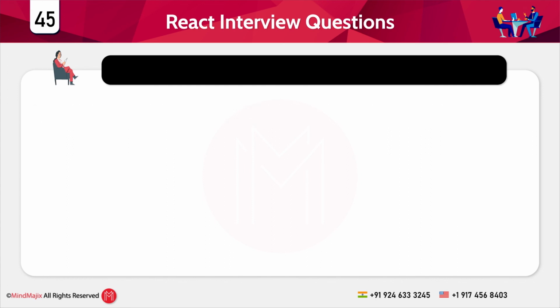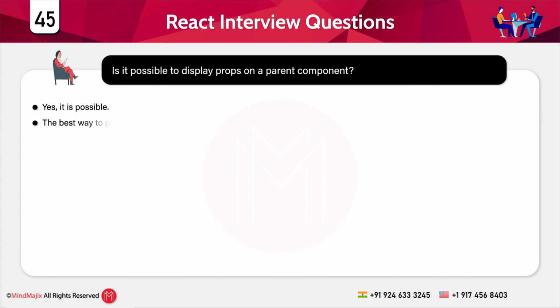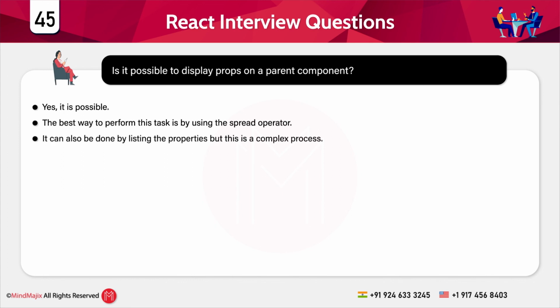The next question is, is it possible to pass props to a child component from a parent component? So the answer to this question is yes, it is possible. So the best way to perform this task is by using the spread operator. It can also be done by listing the properties, but this is a complex or a tedious process.